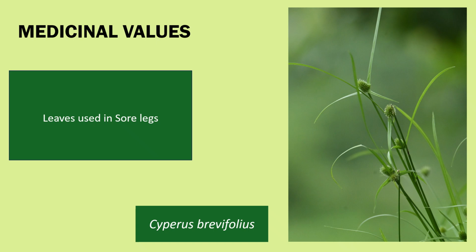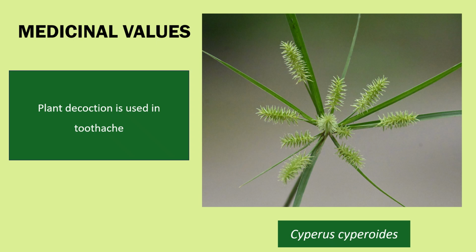So the next plant is Cyperus brevifolius, and again this plant is very commonly found in the wetlands, and the leaves are being used for sore legs as a poultice. The leaves are used as a poultice, and this is again, like I said, very common in the wetlands. The next plant is Cyperus cyperoides.